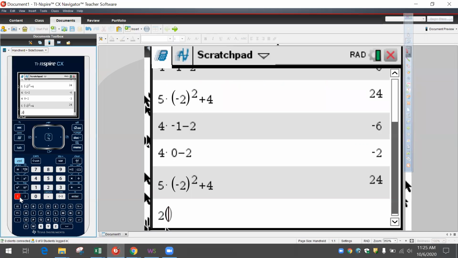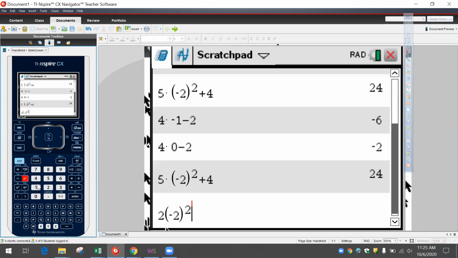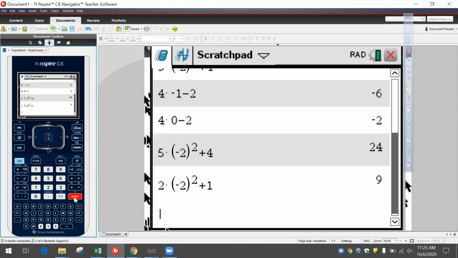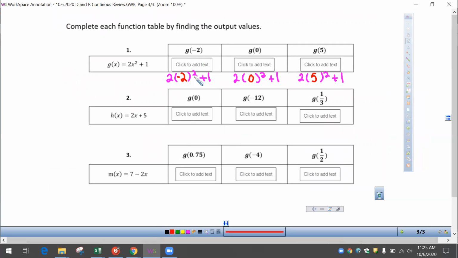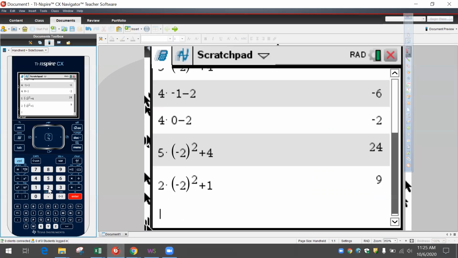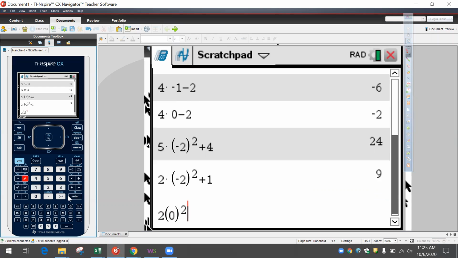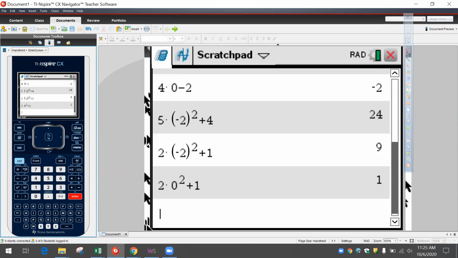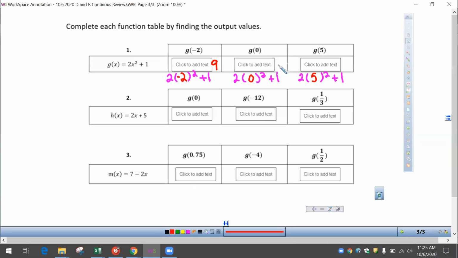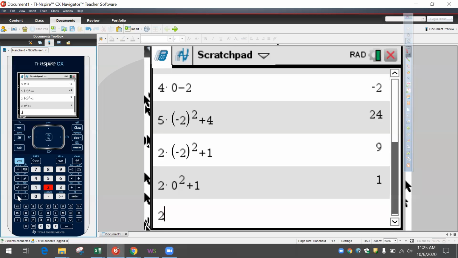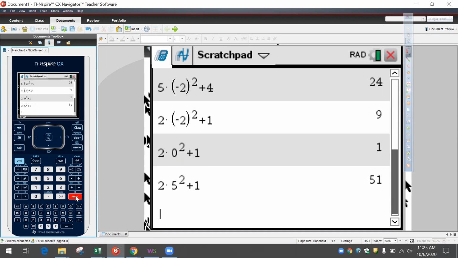All right. And then just type this into the calculator. We'll type in 2, -2 squared plus 1. What do we get? 9. And that's what you would type in there. All right. Then you type this one in 2, just open parentheses, close the parentheses, squared plus 1, and you get 1. Same thing here. Type in 2, open parentheses, 5 squared plus 1.